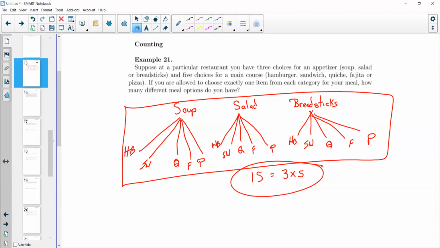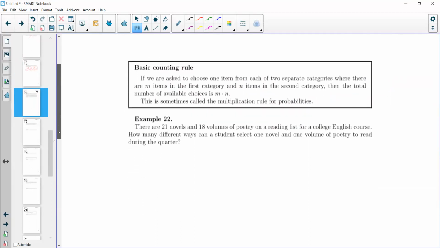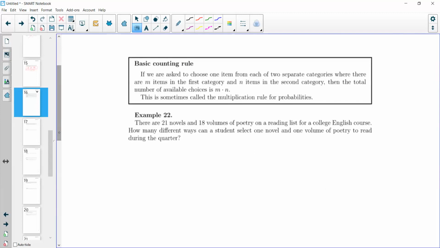Everybody got it? So that brings us to the basic counting rule. If we are asked to choose 1 item from each of 2 separate categories, where there are M items in the first category and N items in the second category, then the total number of available choices is M times N.